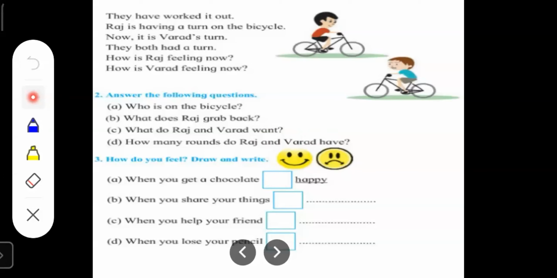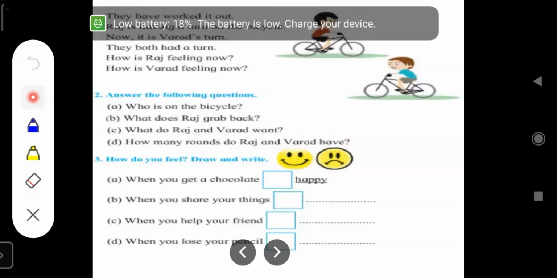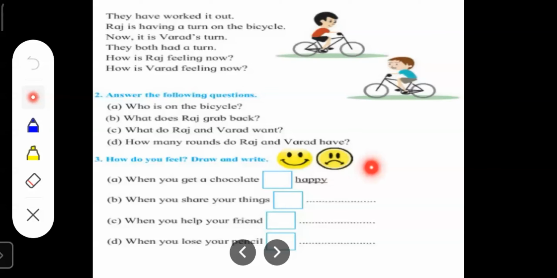I will ask you something. When you get a chocolate, you feel happy, isn't it? When you share your things, you feel happy. When you help your friend, you feel happy. When you lose your pencil, you feel sad. So what are you supposed to do in the boxes, children? If it is happy, then you will draw a smiley face. And if it is sad, then you will draw a sad face. If it is happy, in the blank, you will write here happy. And if it is sad, then you will write here sad. Okay? Children, this is what you have to do here.